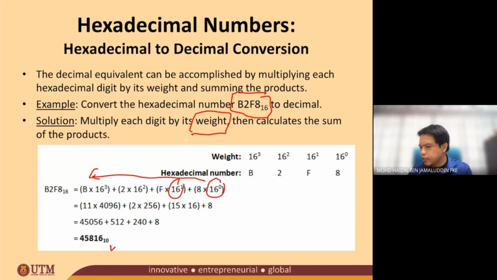And here, so B, you need to change to 11, and F, you need to change to 15 in terms of calculation in decimal. You can see B is 11, 2 is 2, F is 15 times 16.